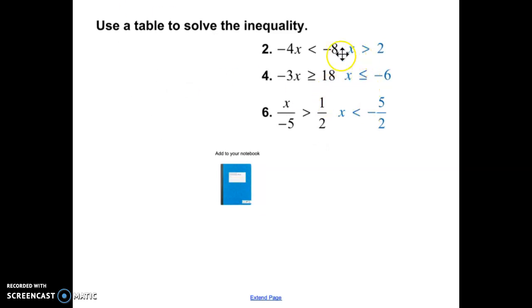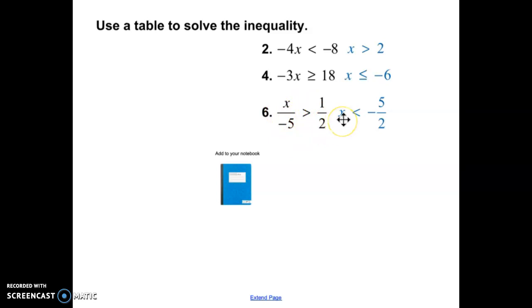Okay, so if you look here, we had less than, and we had to divide both sides by -4, and in doing so we got x is greater than 2. And here we multiplied or divided both sides by -3, and in doing so we got x is less than or equal to -6, where we started off with greater than or equal to. And then here we have x over -5 is greater than 1/2.